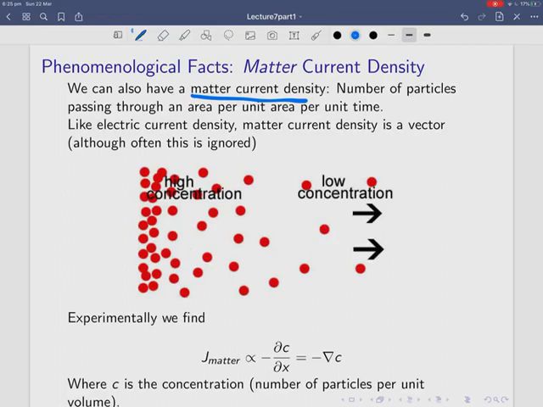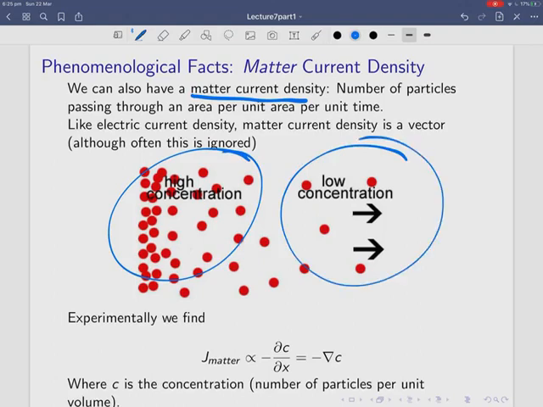Now, the simplest scenario for this is you have a high concentration region and a low concentration region. If you do the experiment, what you find is that there's a matter current density which flows from the high concentration region to the low concentration region, and it's proportional to the gradient of the number density. C is the concentration, which is the number of particles per unit volume, and that's what the matter current density is. Phenomenologically, you find that when you do the experiment.